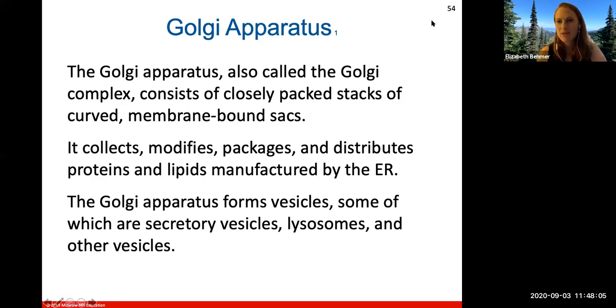I compare your Golgi apparatus to an Amazon distribution center or an Amazon plant. We buy things on Amazon all the time, and it comes from something like the Golgi. Your Golgi apparatus will form vesicles or containers that have these proteins and lipids inside of them. Some of them will be secretory vesicles, which will leave the cell. Others might be lysosomes, and we'll talk about what lysosomes do, or some sort of other vesicle.